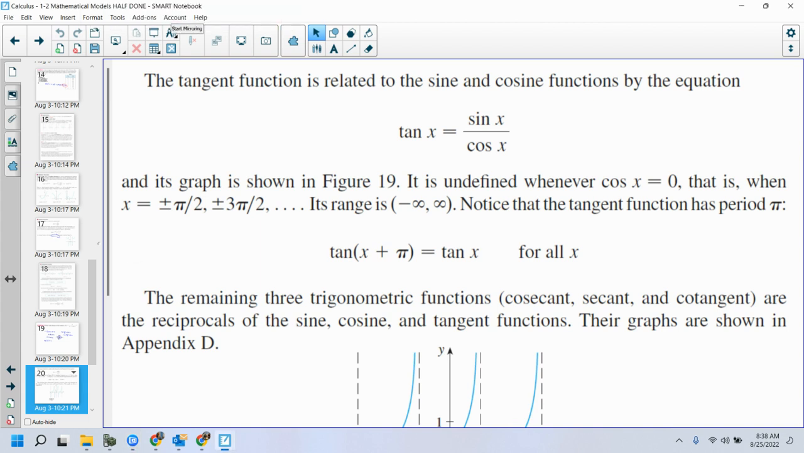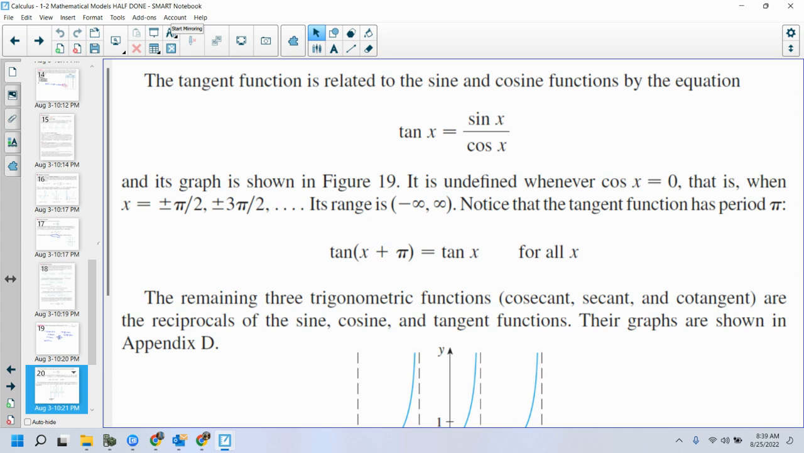The tangent function is related to the sine and cosine functions because we know tangent x is equal to sine over cosine. Tangent is equal to sine over cosine. That's one thing that we got to stick in our brains. Tangent is equal to sine over cosine. Tangent is equal to y over x, the y coordinate divided by the x coordinate. And its graph is shown down below. We'll talk about that in a second.